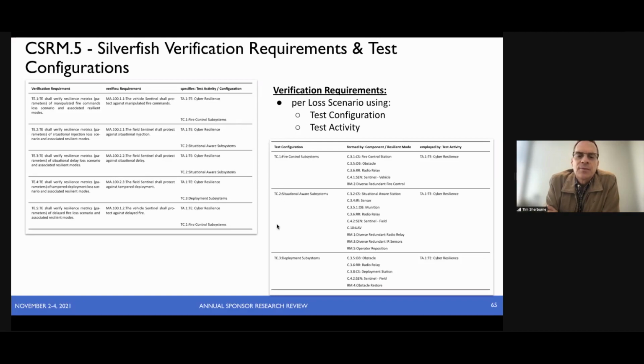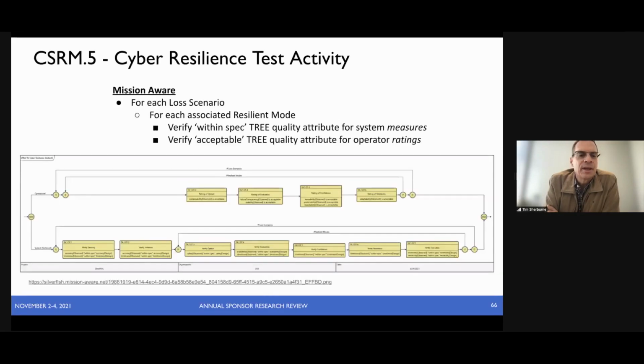And so for Silverfish, it's fairly simple. Like I mentioned, there's really the fire control functions and the subsystems that make up fire control versus the components that make up the situational awareness functions. So here it's just noting the components that are involved that'll need to be set up to perform these tests. And then the test activity here I've modeled as a functional flow block diagram.